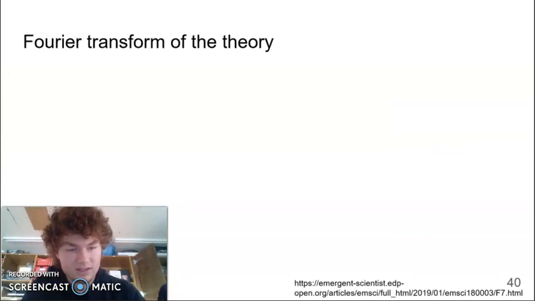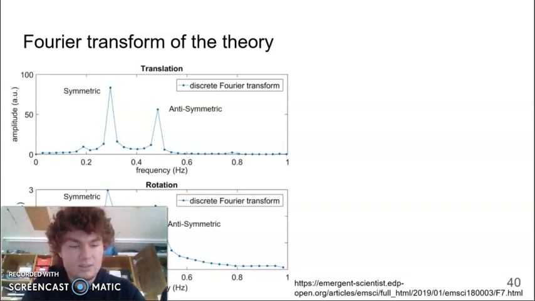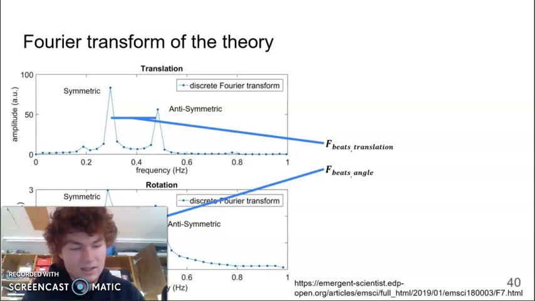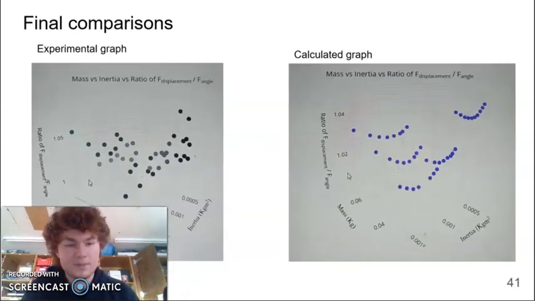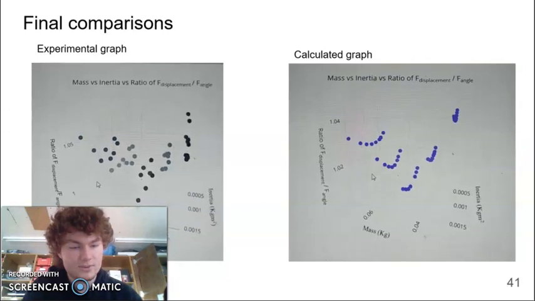Now that I have acknowledged the modes of oscillation, I can use the Fourier transform of my linear and angular equations. Here I have labelled the symmetric and anti-symmetric modes. I can now find the frequency of the angular and translational beats by finding the difference between these modes. Then I can take the ratio here and make a graph of my calculated points and compare it to my experimental graph. Here are the two final graphs for my mass versus inertia versus ratio of frequencies.